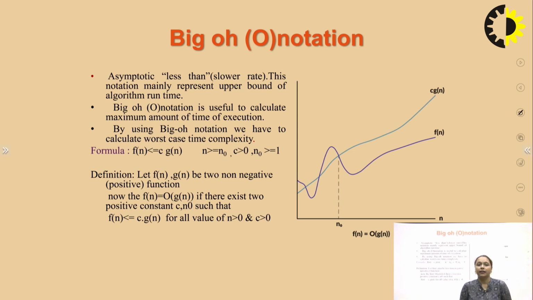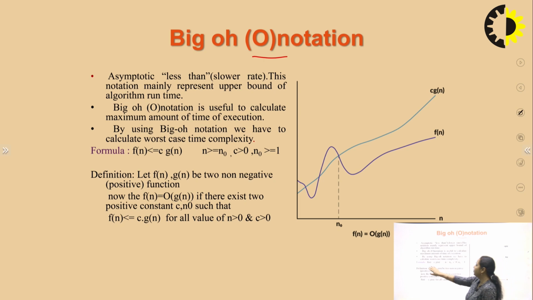Big O notation is used for the slower rate. This notation mainly represents the upper bound of the algorithm runtime. Whatever is the upper bound of the algorithm is represented with the big O notation. The symbol is capital O. So, as the definition says, it defines the upper bound of the algorithm.